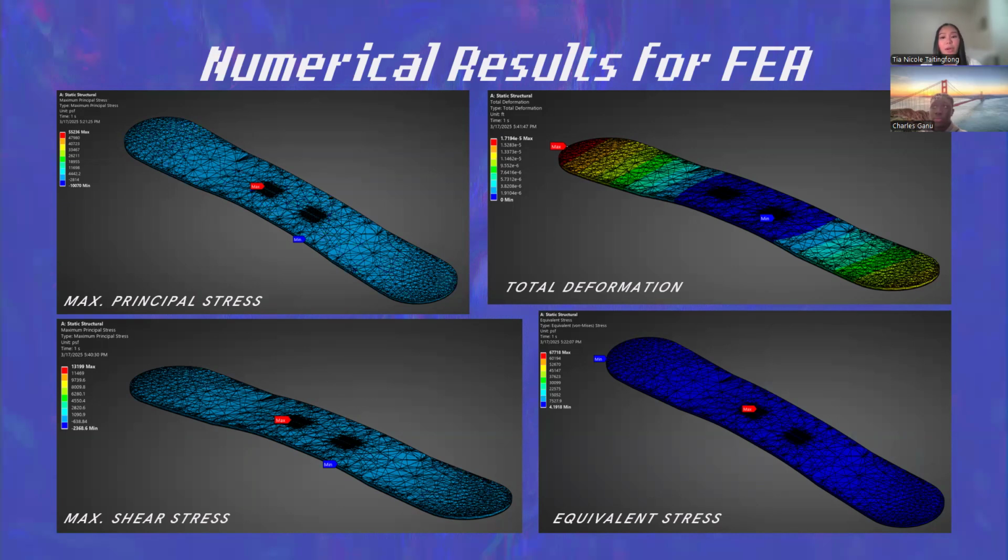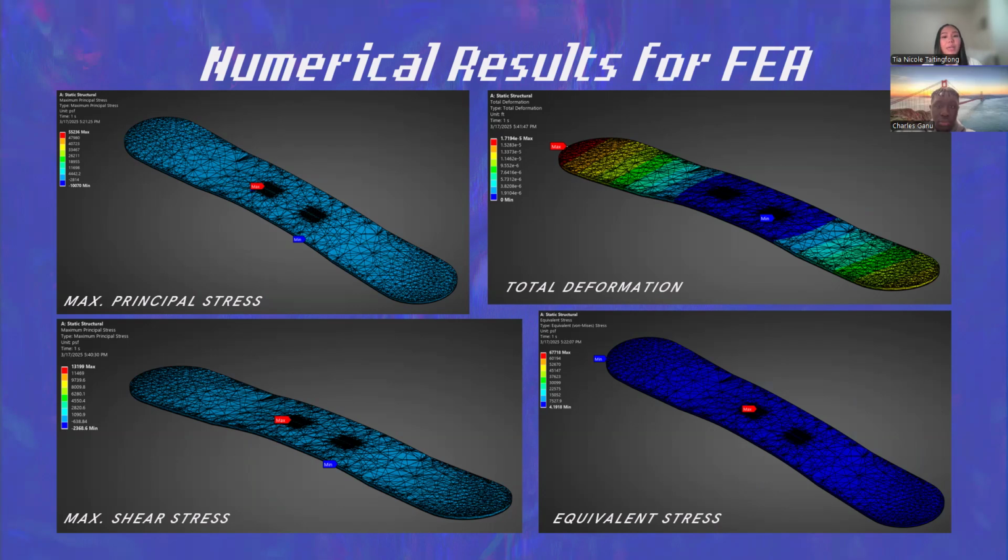For our maximum principal stress, we had 55,236 pounds per square foot. Using the von Mises stress, we got a result of 67,718 pounds per square foot. The max shear stress was 13,199 pounds per square foot. And then the total deformation was very small, at 1.72 times 10 to the negative fifth.